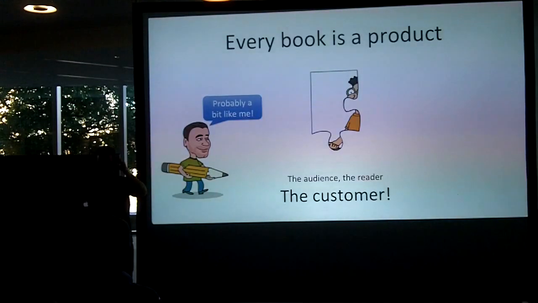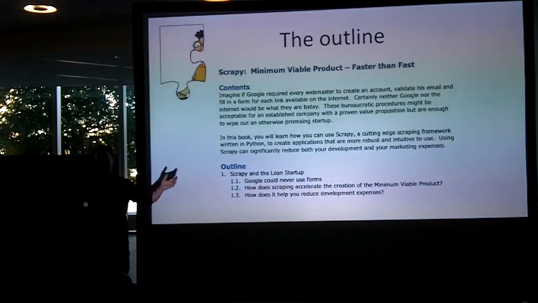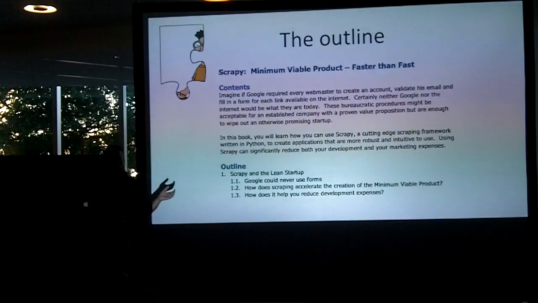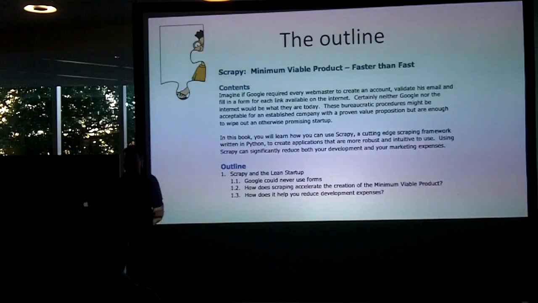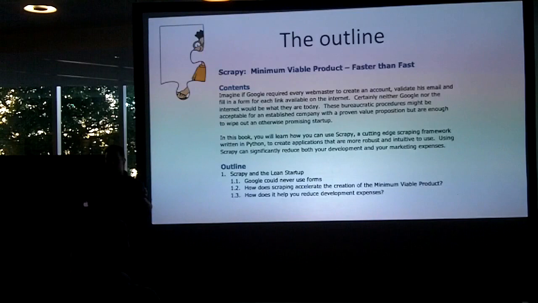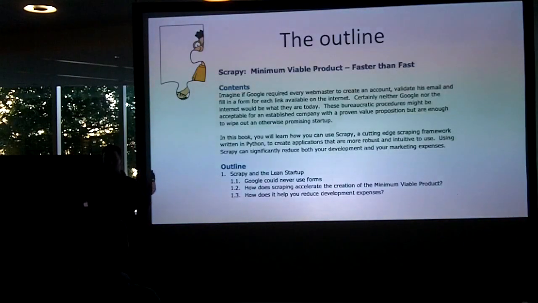So this is how you start with your first outline, and you can see here the first title I used: Scrapy, Minimum Viable Product, Faster Than Fast. So the idea was, okay, you are a startup, and somehow you need a minimum viable product, and you want to take it out there, and you can write your nice application, but you don't have data. Obviously, you don't have data, and also you develop without having data, which is like, I test with Hello World. Oh, this is not good. So the whole concept was, go, use Scrapy, get data out from the real world.